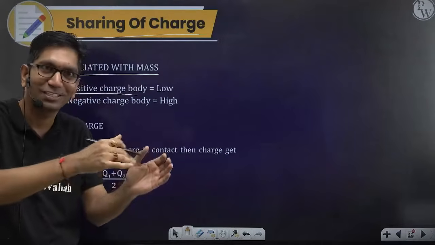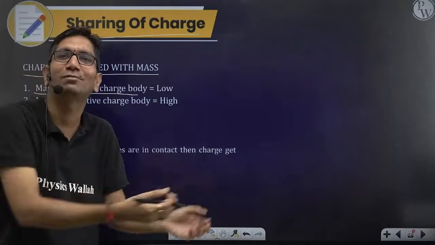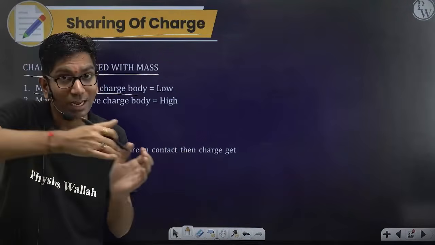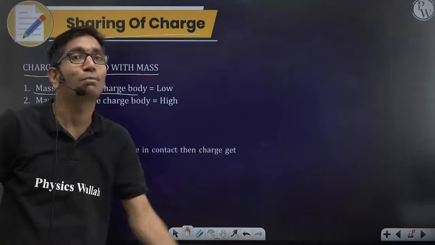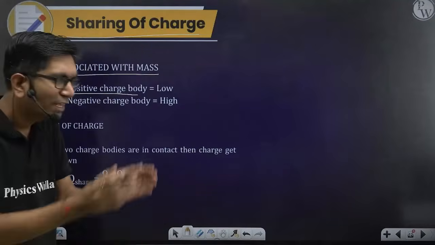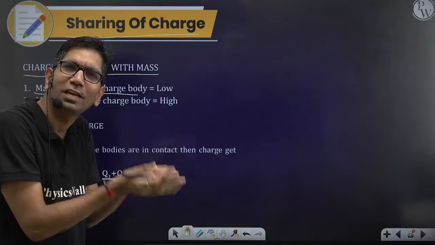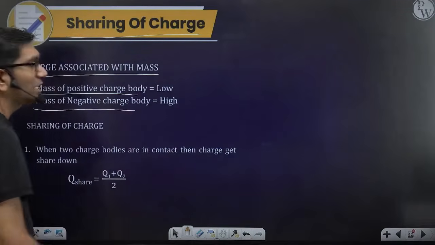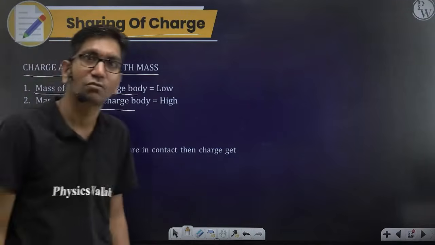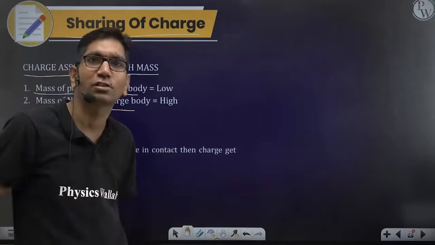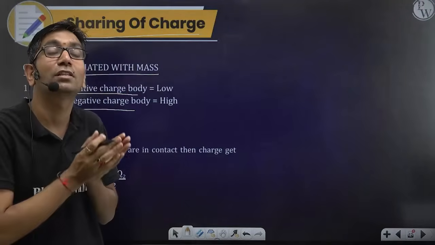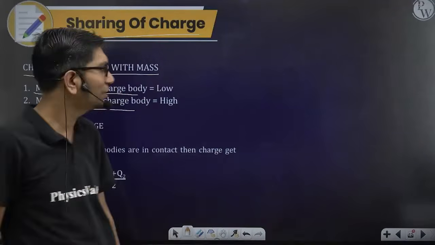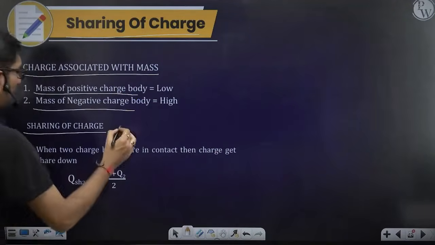As we are removing the electrons from a body, then it becomes positively charged, right? Yes, so the concentration of positive charge is very low, and of course the mass will be very low. What about the mass of negative charge? High. Why? Because we are adding the electrons, so the concentration of electrons is more, and of course the mass will be more. Chalo, so sharing of charge.